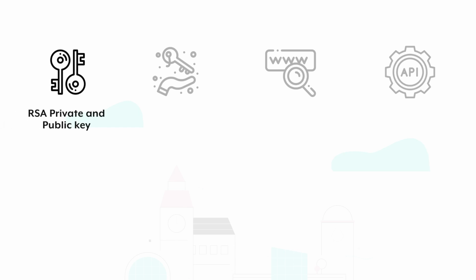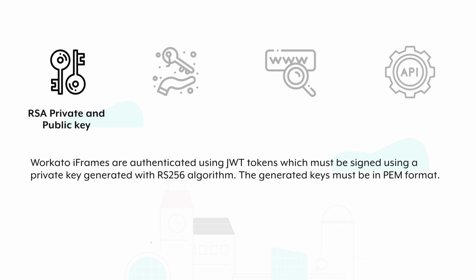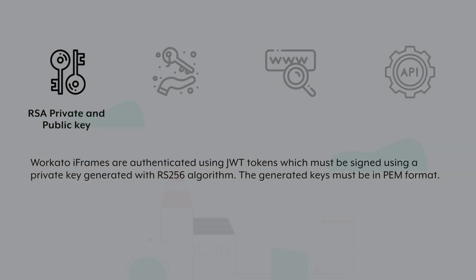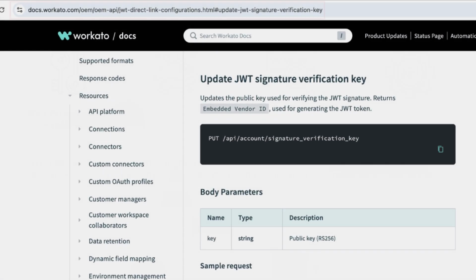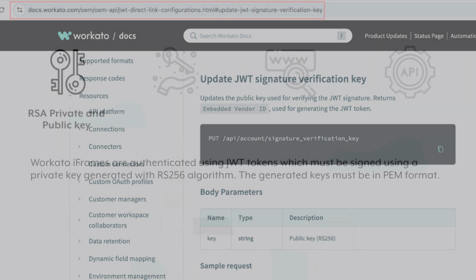RSA private and public key. Workato iframes are authenticated using JWT tokens, which must be signed using a private key generated with the RS-256 algorithm. The generated keys must be in PEM format. Use the Update JWT Signature Verification Key API to update the public key for your account or provide the public key to your Workato Success representative.